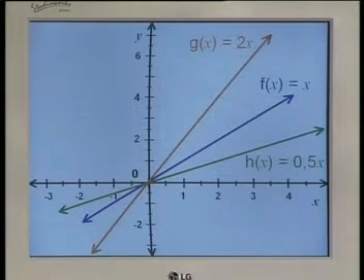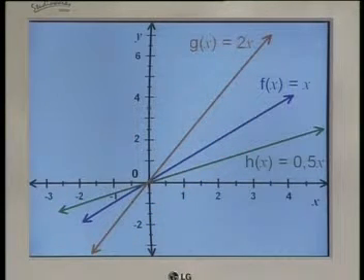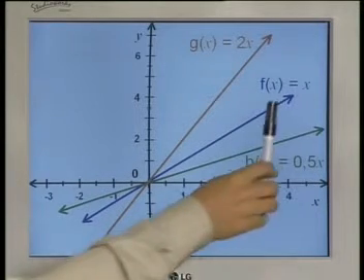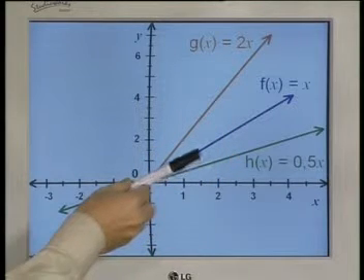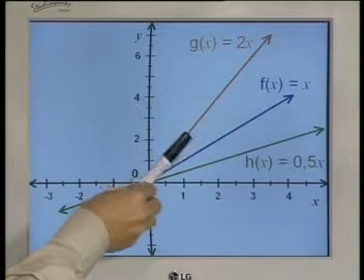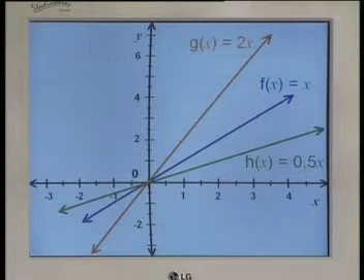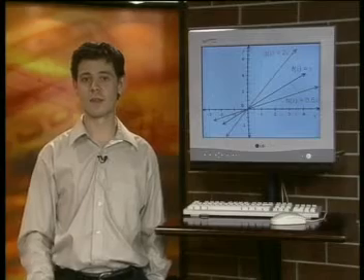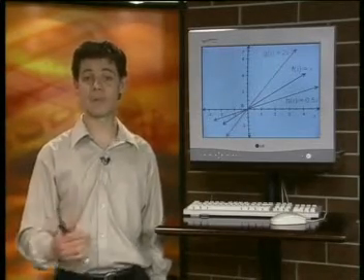Here's the third example. g of x is equal to 2x. Again confirming that as the rate of change increases, in this case from 1 to 2, so the gradient of the line also increases. We could say that from f to g, the gradient has doubled.